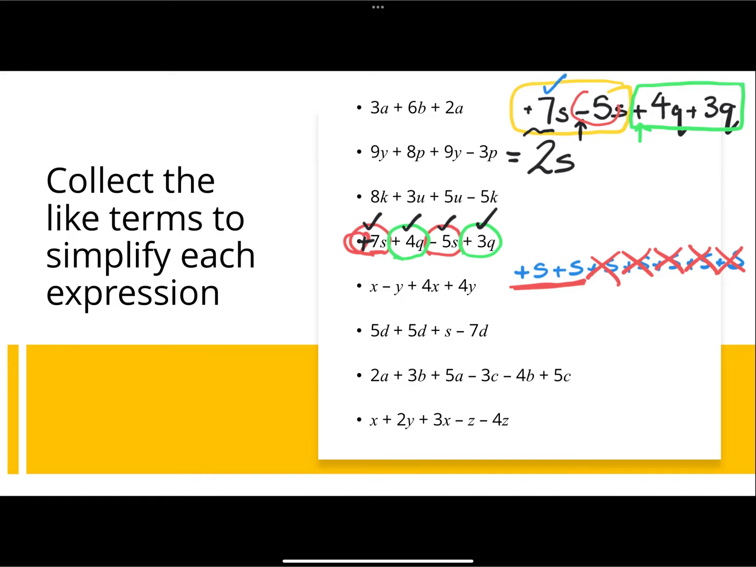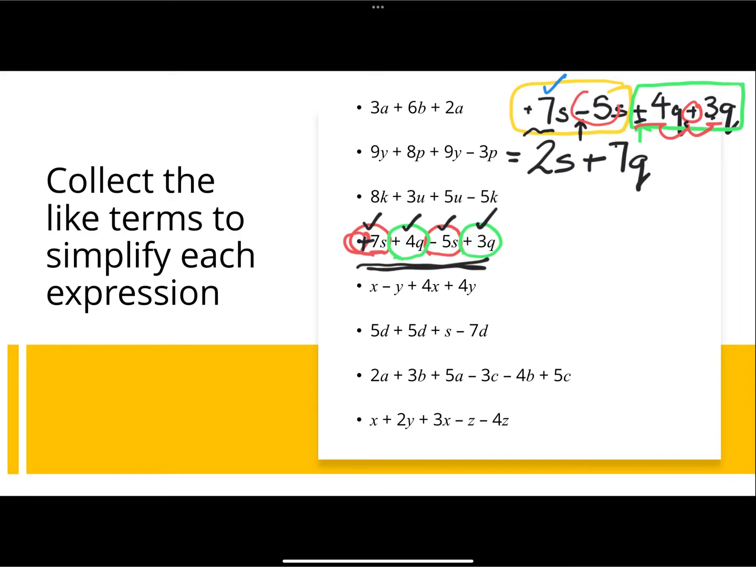Now I'm going to look at my q's. I'm going to start with my 4 q's, and it's a positive 4 q's, and I'm going to add 3 more. So 4 plus 3 is 7. And 7, if I start at a positive 4 and add 3 more, it's definitely a positive 7. Don't forget to write my q on the end. So for this equation here, my simplification is 2s plus 7q.